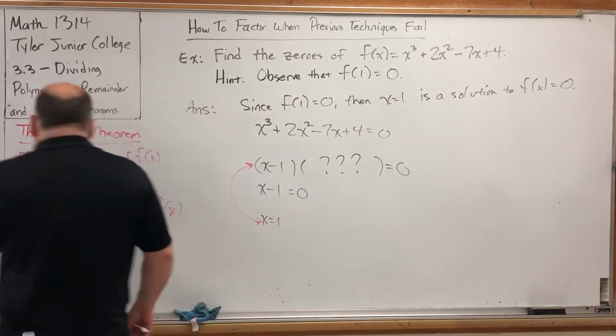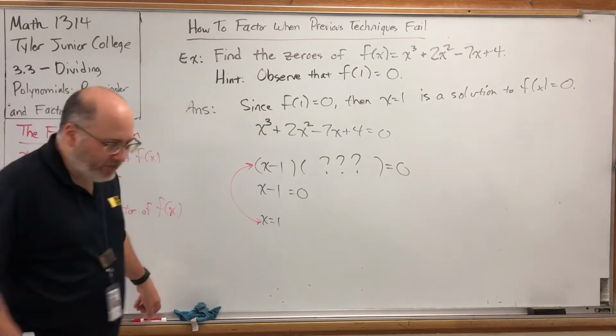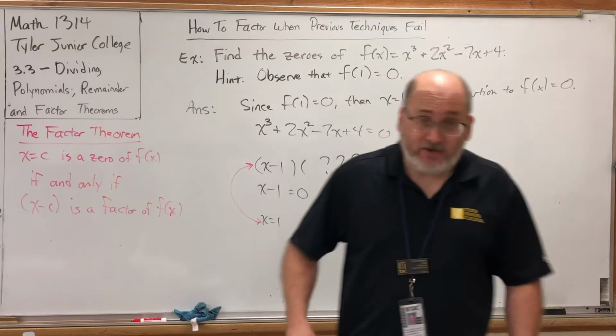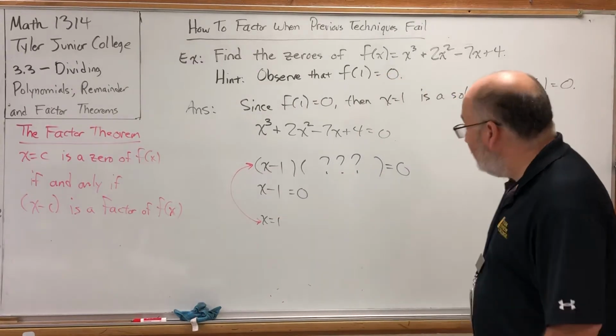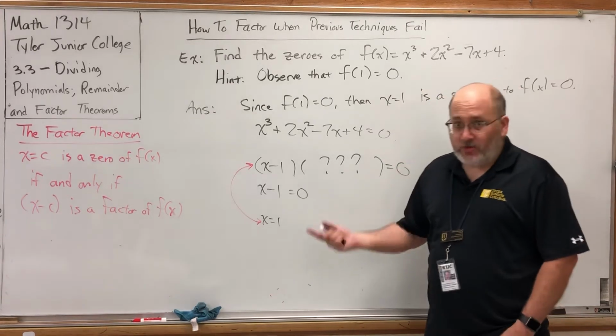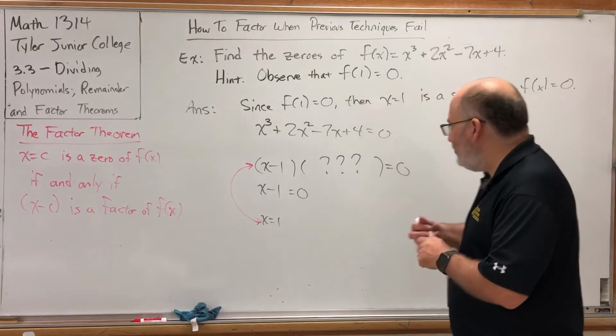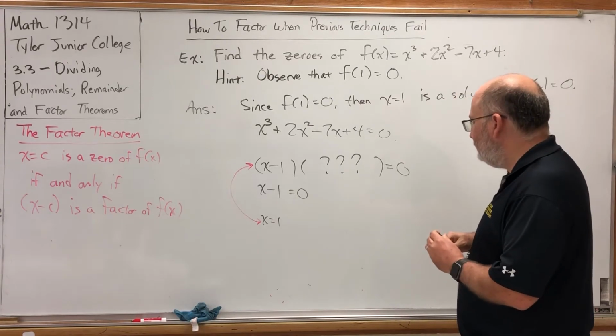So zeros and factors go hand in hand. You can't have one without the other. If you have a 0, you have a factor, and if you have a factor, you have a 0. So that's kind of helpful, because if we're attempting to factor a polynomial that doesn't succumb to previous factoring techniques like grouping, then we can find one factor if we know a 0 of the function. But this raises two natural questions.